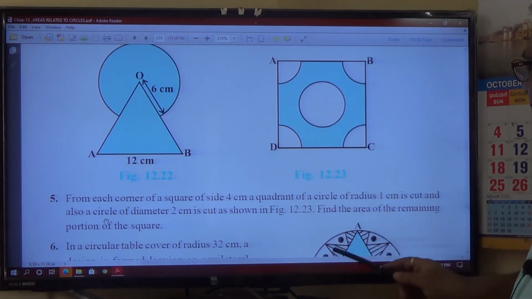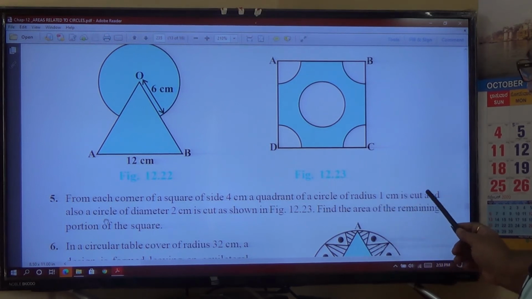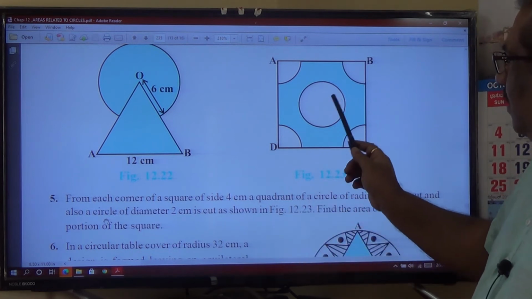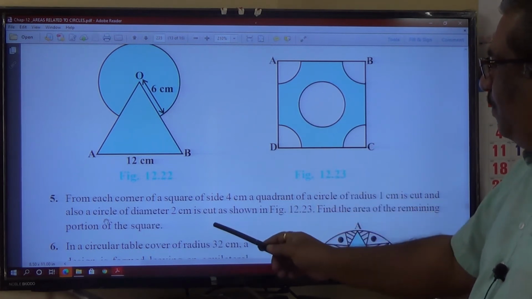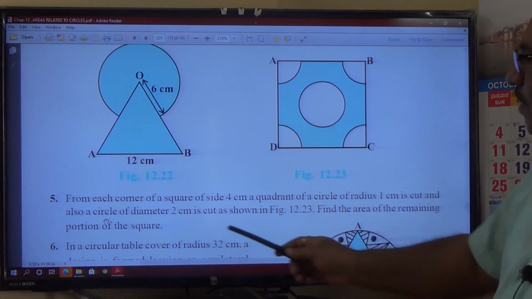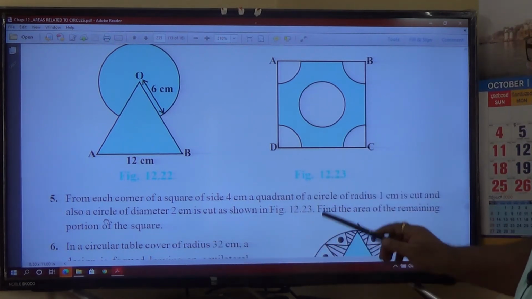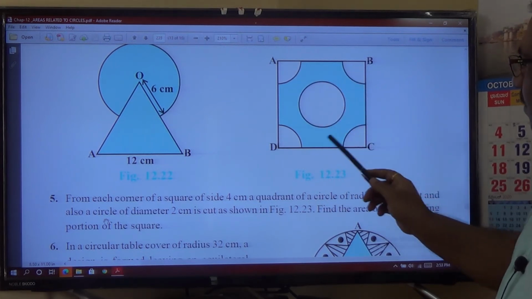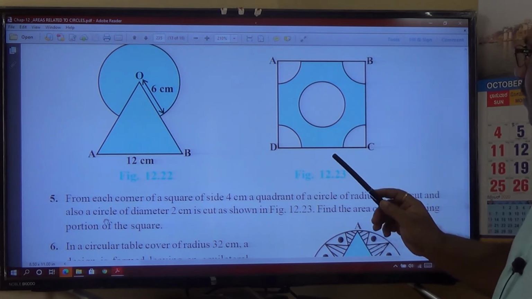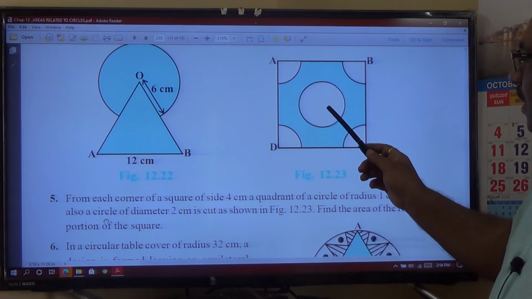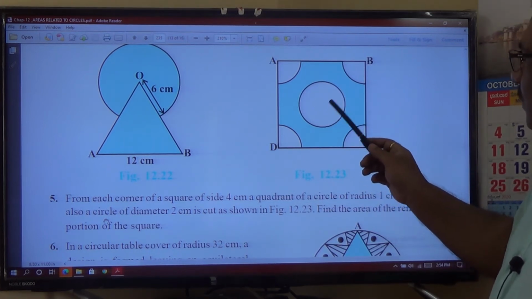There are 4 quadrants here of 1 centimeter radius that are cut, and also a circle of diameter 2 centimeter. Here the circle of diameter 2 centimeter is cut as shown in the figure 12.23. Find the area of the remaining portion of the square. So area of the remaining portion means these 4 quadrants have been cut across the square, and also at the center a circle of diameter 2 centimeter is cut.